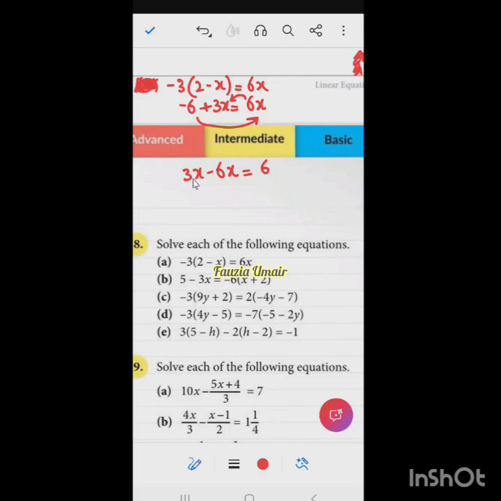So now what is 3x minus 6x? Is it clear or not? 3x minus 6x is minus 3x. Now divide both sides with minus 3. So x will be minus 2. Is this clear or not? Yes, ma'am. All right.